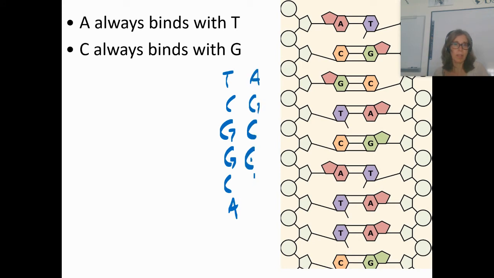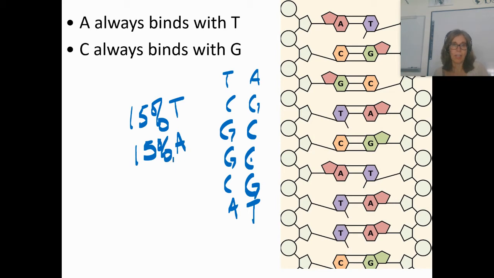And then the other thing I would want you to be able to do is, if I told you that 15% of a sample of double-stranded DNA was T, I would want you to be able to tell me that 15% must therefore be adenine, and then also be able to figure out the amounts of cytosine and guanine for me.